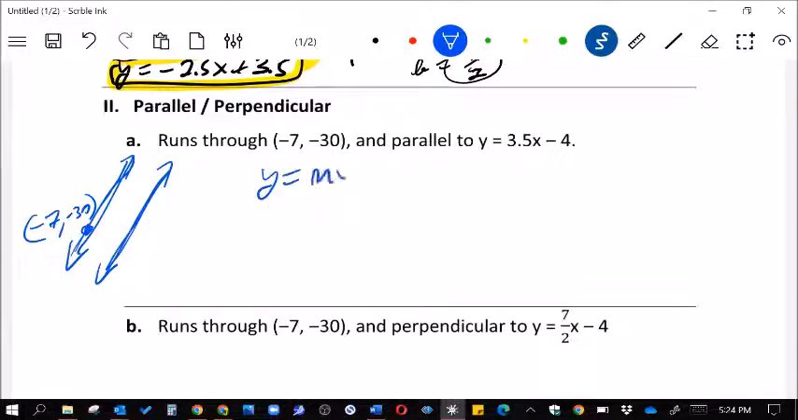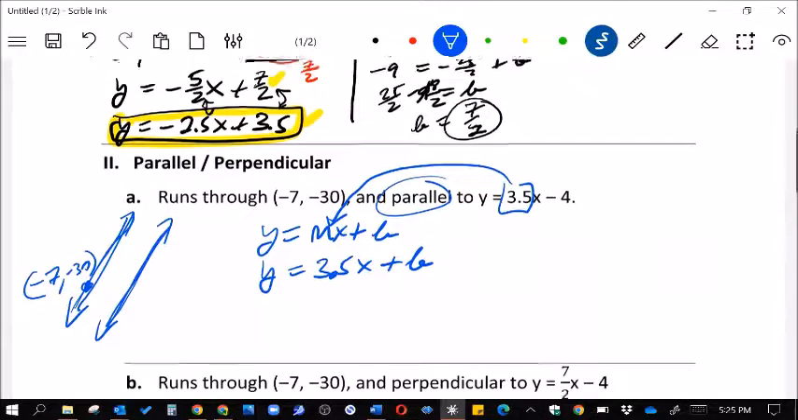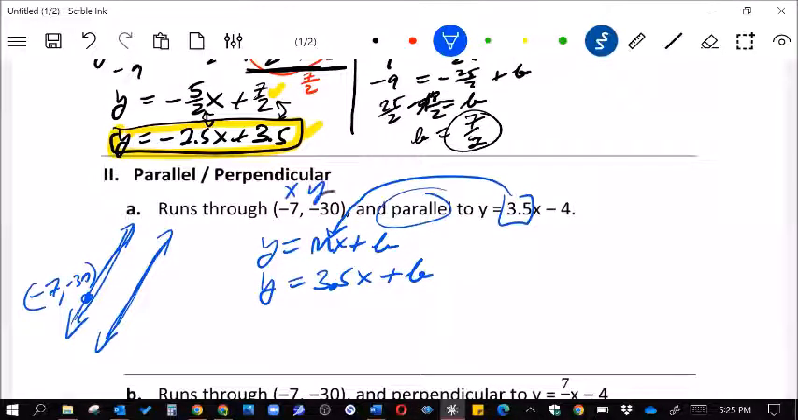We do y equals mx plus b. We know that if they're parallel, then that slope is the same. So we now know it's y equals 3.5x plus b. But we have an x and a y that we can plug in, and that's why we were given those. So let's put them in, -30. Now 3.5, I'm going to show as 7 over 2.